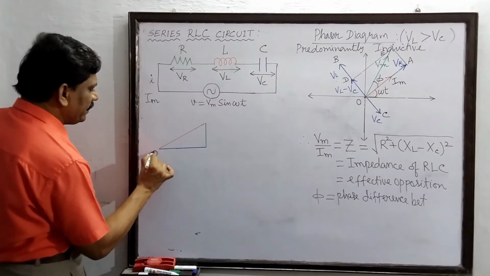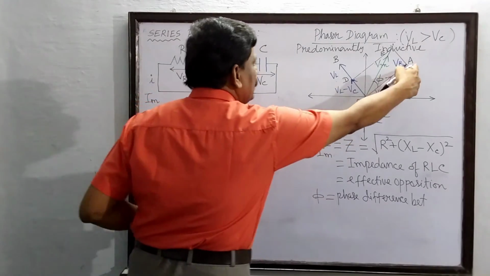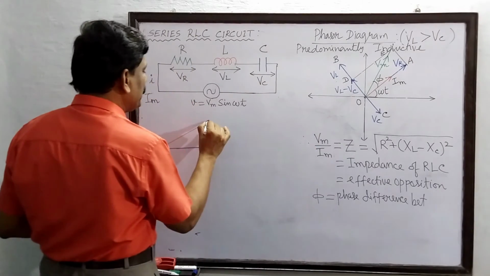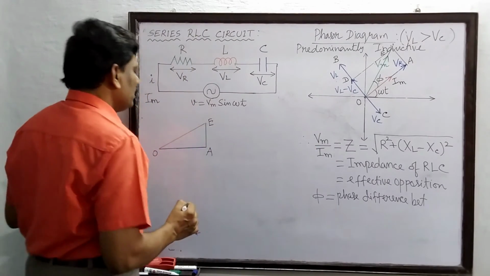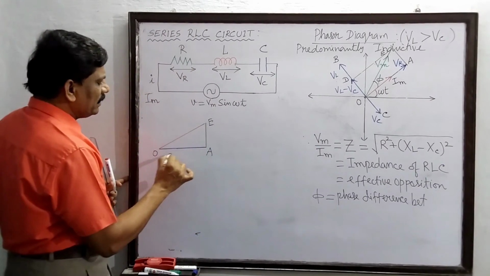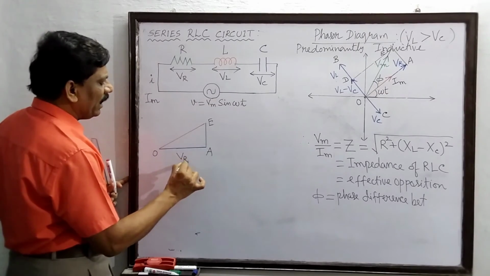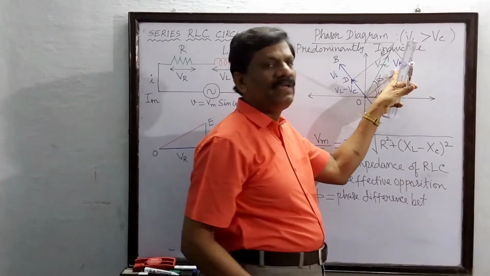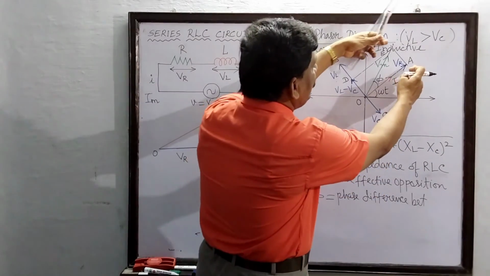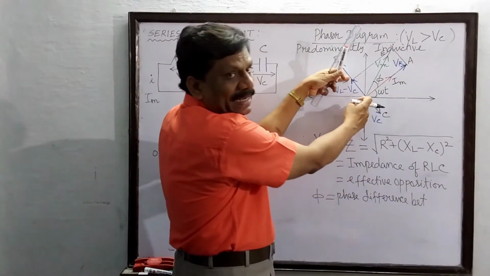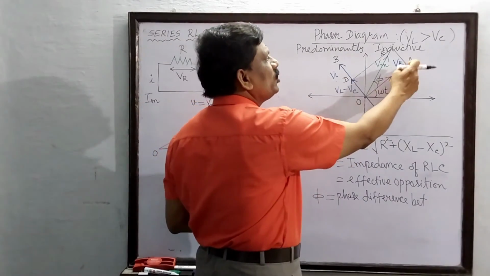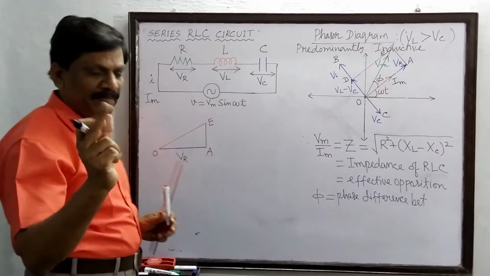So students, you see this is the point O, this is A, and this point is E. Now you will see here this portion OA is equal to VR. And the portion AE is equal to OD, parallel sides. So if OD is equal to VL minus VC, then AE must also be equal to VL minus VC.